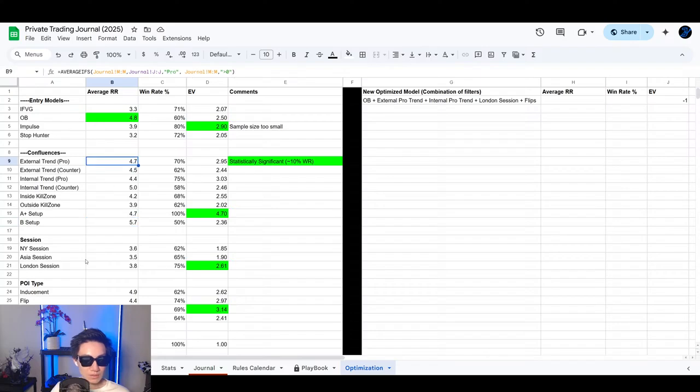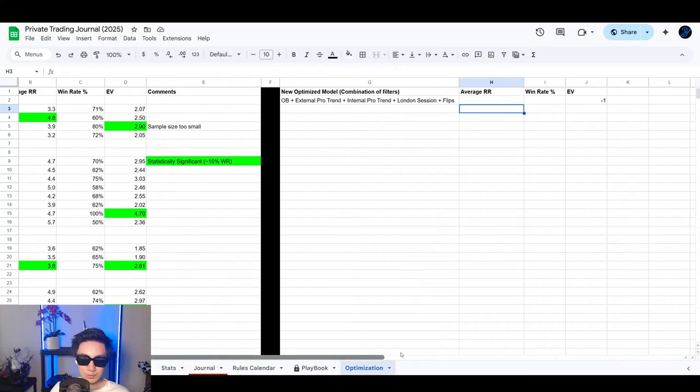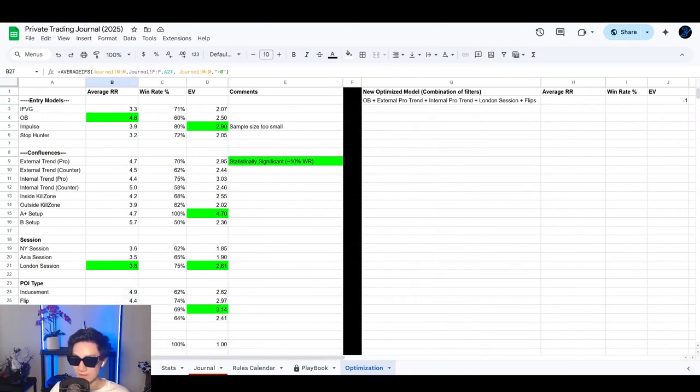5.7. So confluences were skipped for now. London session has the highest R. And we'll test to see whether or not including all these optimizations improves. If it doesn't even improve the EV, then obviously there's no point in doing that, because you basically reduce your number of trades taken. So POI type, best POI type is origin for risk reward purposes. Best session is London session.